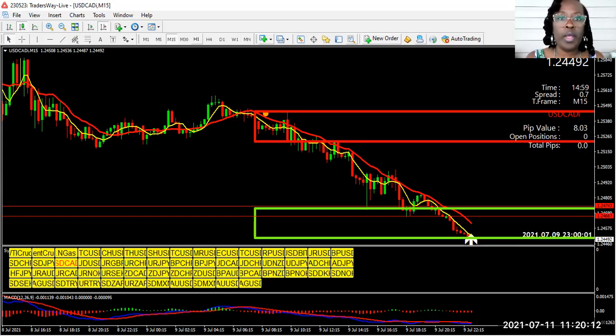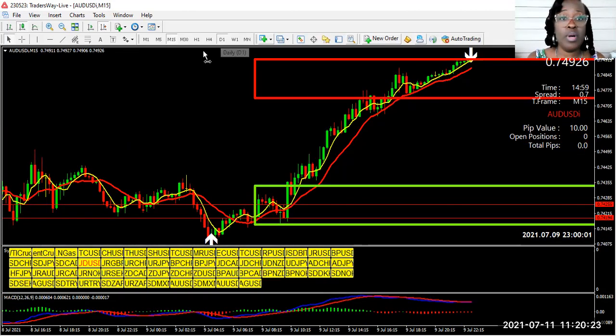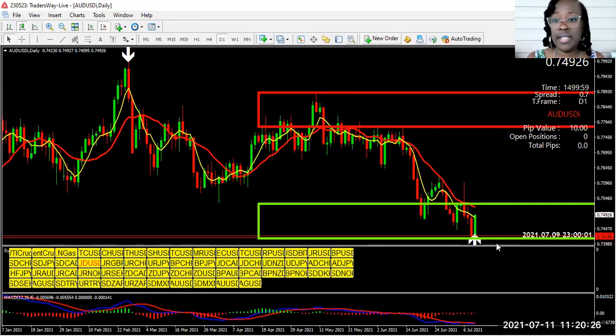Okay. So that is UCAD for buy. And these are my zones for my alerts. So let's take a look at Aussie USD, see what Aussie USD is doing. On the daily Aussie USD, we have a bullish candle right here.